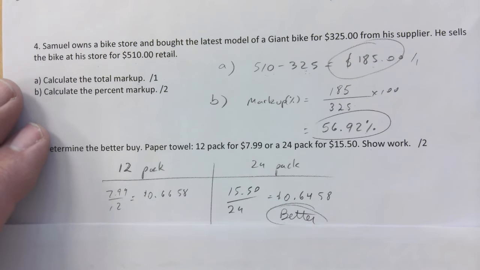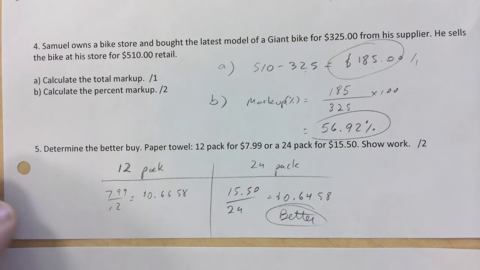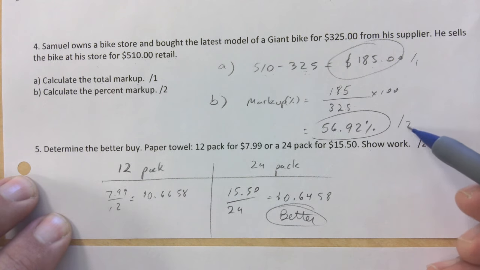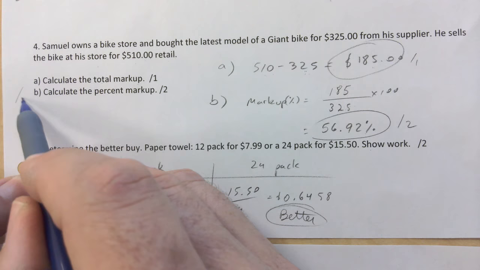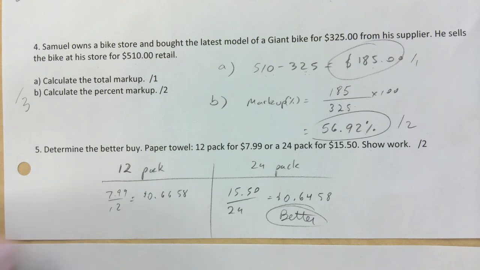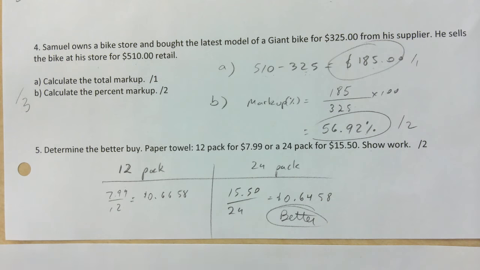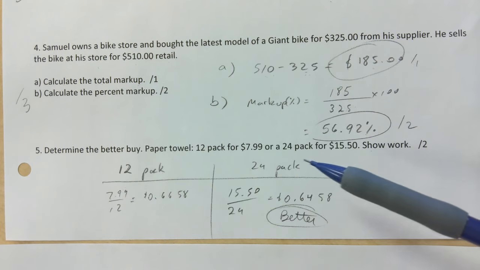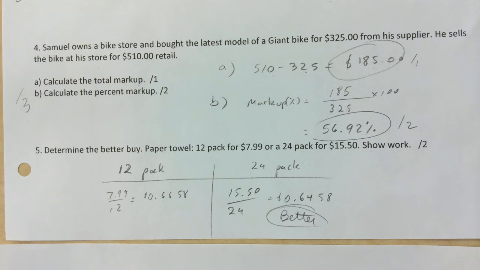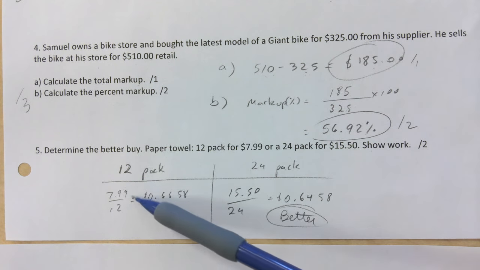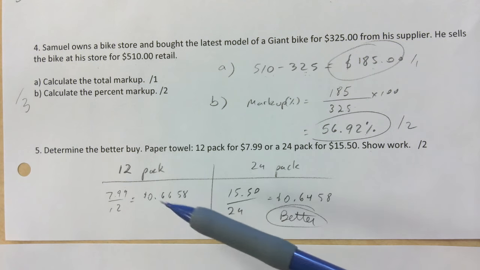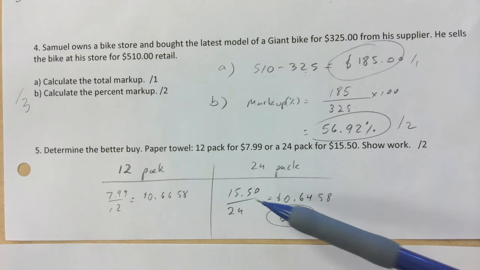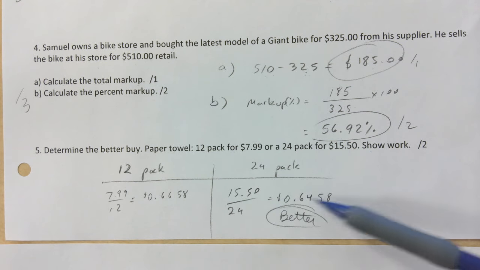And the last one, sorry, this is worth 2 marks here, right? So worth 3 as well. So 3, 3, so far everything is 3. And for the last one, it's just basically unit price for both, right? So you find the unit price there, you get this. You find the unit price there, you get that.